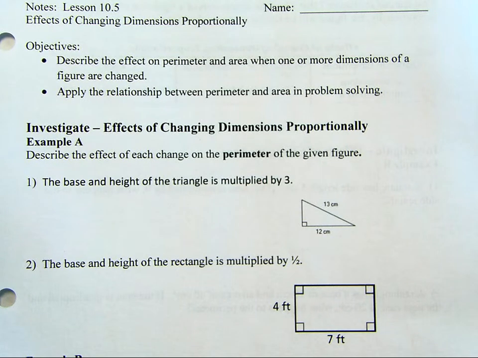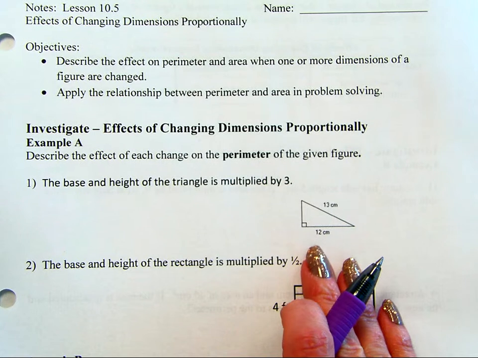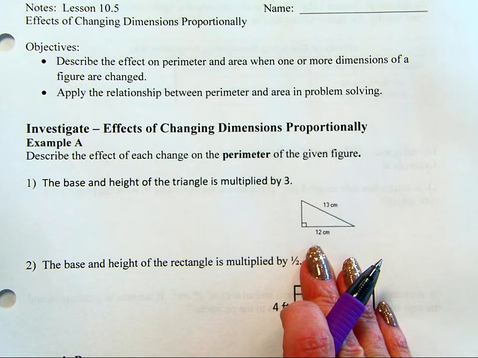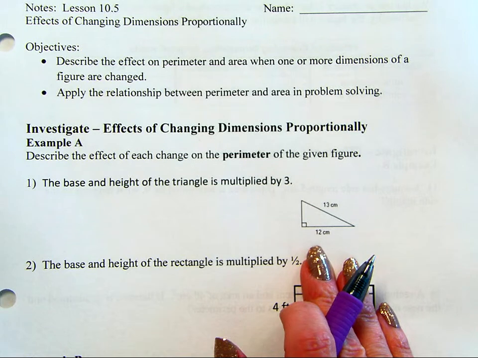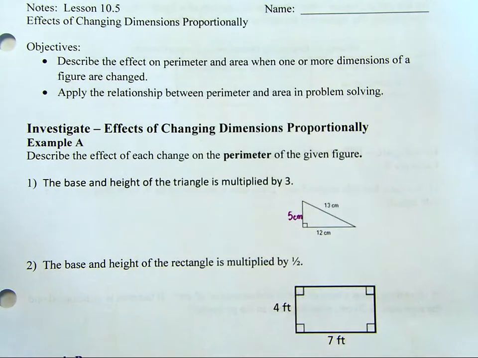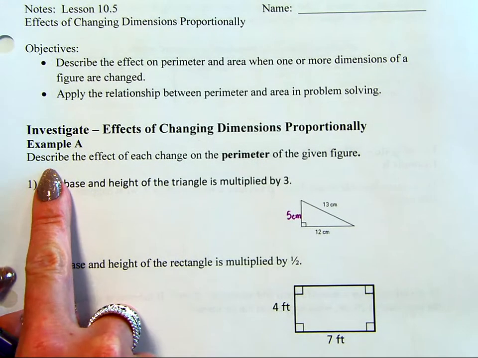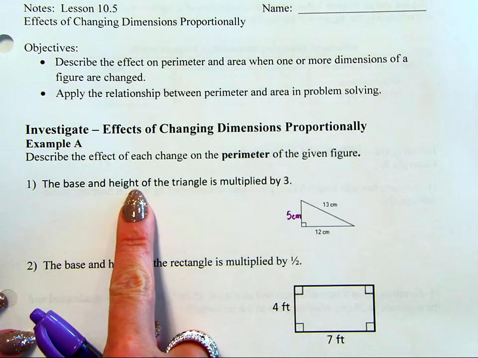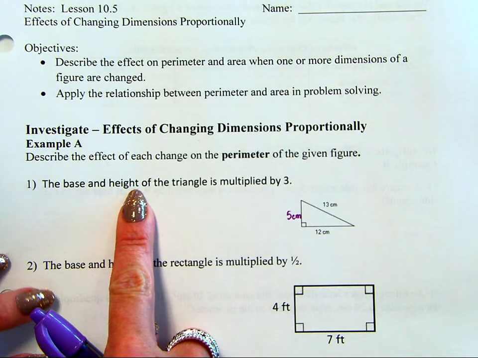our figures. Now I want you to know in this first triangle that I have a right triangle. I'm missing one of my sides, but I could use the Pythagorean theorem, a squared plus b squared equals c squared, to find that that missing side would have to be 5 centimeters. Okay, now the directions ask us to describe the effect of change on the perimeter when the base and height of the triangle are multiplied by 3.